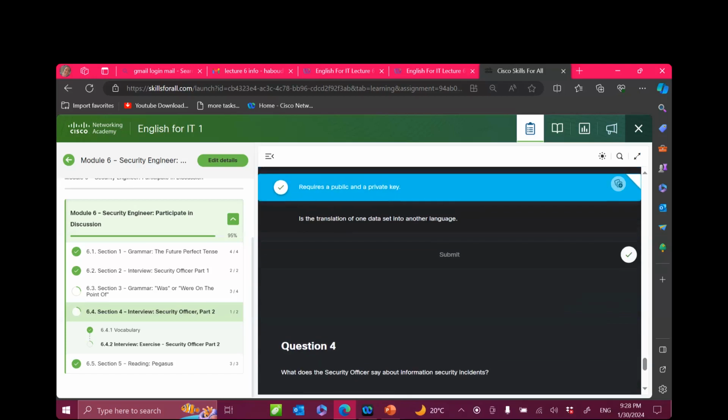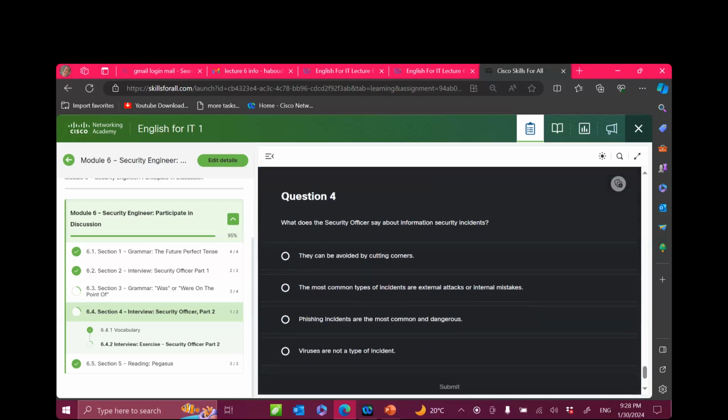Question 4. What does the security officer say about information security incidents? Do you remember what he said about security incidents? They can be avoided by cutting corners. The most common types of incidents are external attacks or internal mistakes. Phishing incidents are the most common and dangerous. Viruses are not a type of incident. What do you think?